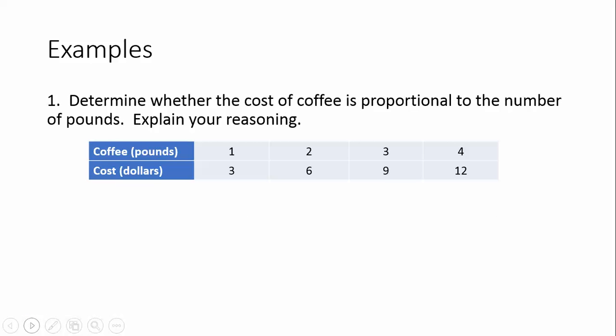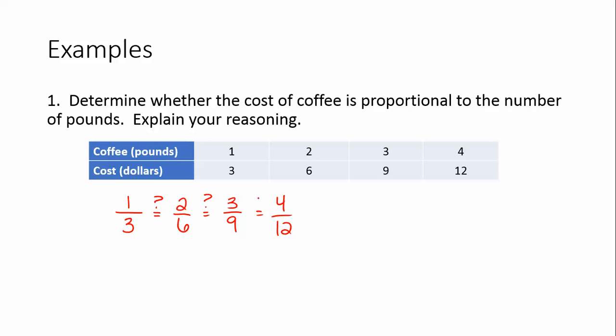So first, let's just look at an example and determine whether the cost of coffee is proportional to the number of pounds. So basically what you're going to do is write each as a fraction and then see if they are equal or equivalent. So first we have 1 pound of coffee costs $3. Is that equal to 2/6? Is that equal to 3/9? Is that equal to 4/12? That's what you're asking yourself.